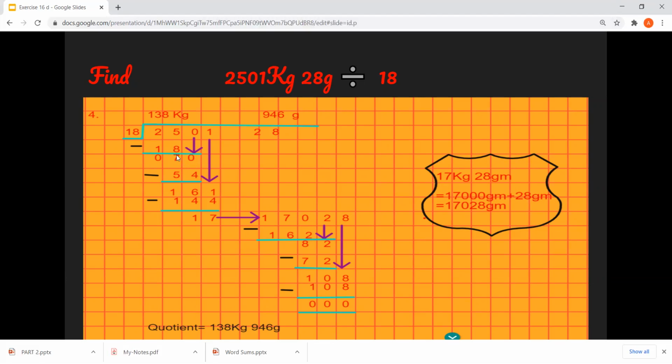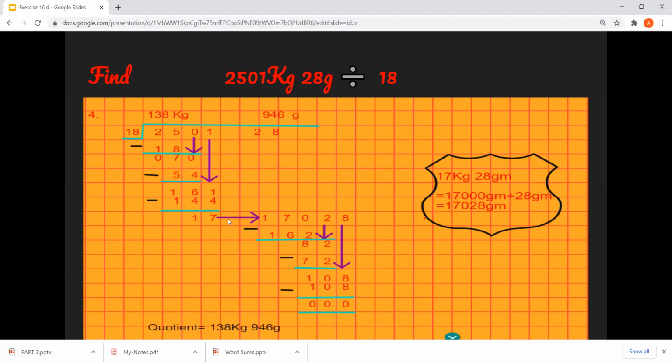Now we will divide 70 by 18. 18 threes are 54. So 70 minus 54 is equal to 16. 16 is smaller than 18. So carry the next number 1 down and it will become 161. 18 eights are 144. 161 minus 144 is equal to 17. Now students, this 17 is smaller than 18 and there is no digit left towards kilogram.